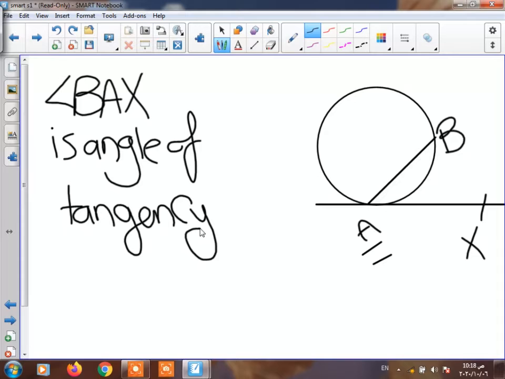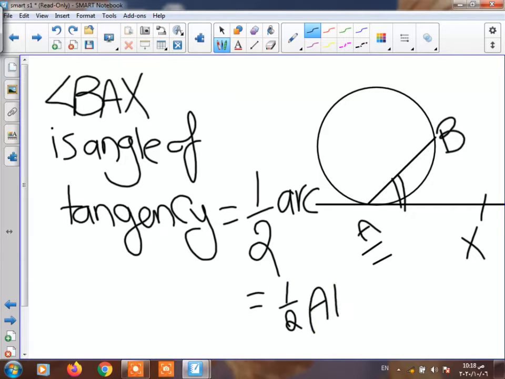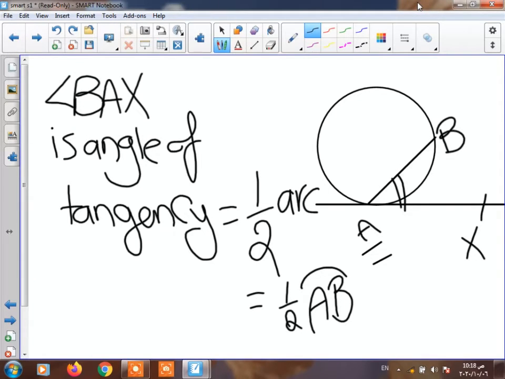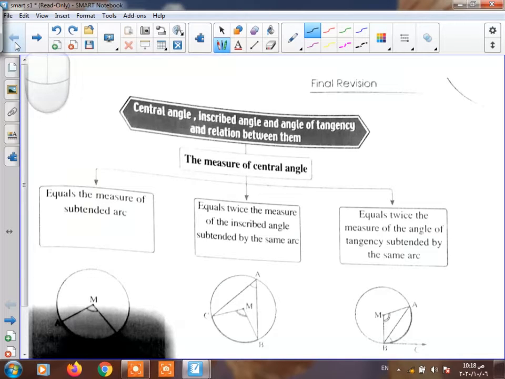It's subtended by a tangent and a chord, so we can have a part inside the circle and a part outside the circle. And it's also equal to half its arc, half arc AB, like the inscribed angle. So we have the central angle, the inscribed angle and the angle of tangency.